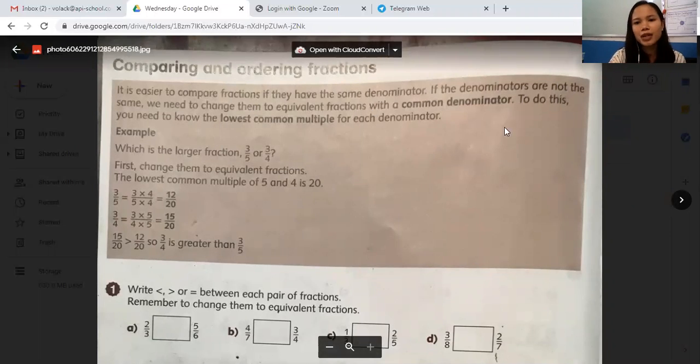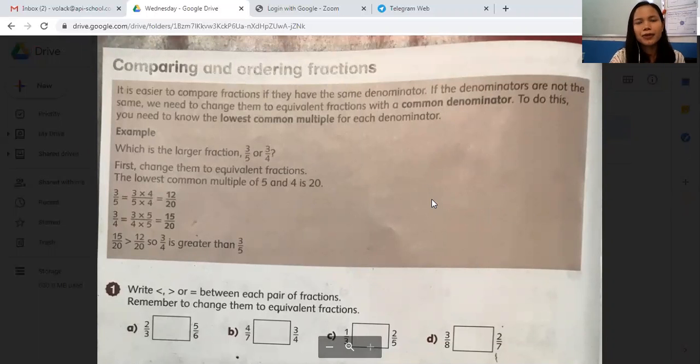But if the denominators are not the same, we need to change them to equivalent fractions with a common denominator. For example, you have 2 out of 3 and then 6 out of, let's say, 1. So you see the denominator is different. You need to make equivalent fractions to find the common denominator. Common denominator means the same denominator, the same value.